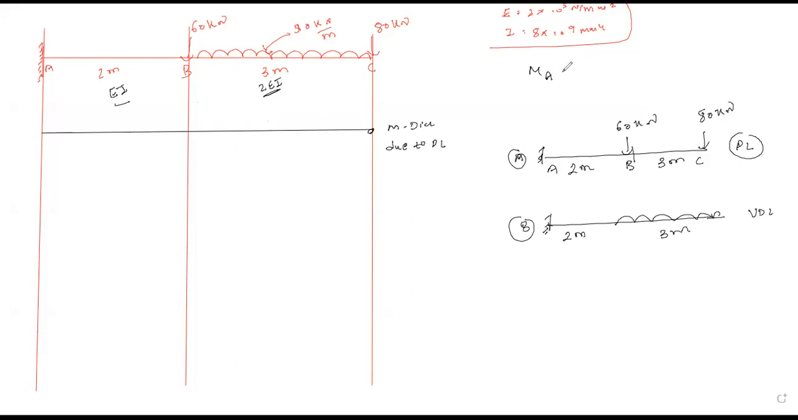Moment at C equals 0. This is due to point load. Okay, due to point load. What is the moment at B? Fast. Just consider diagram number A and give me the answer.